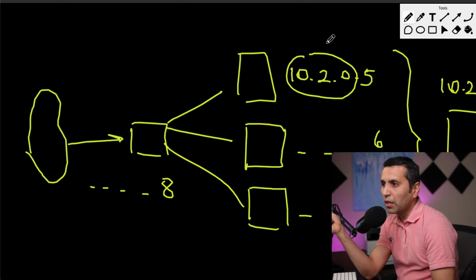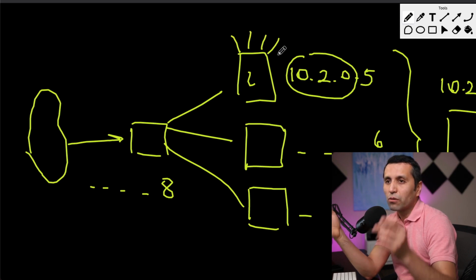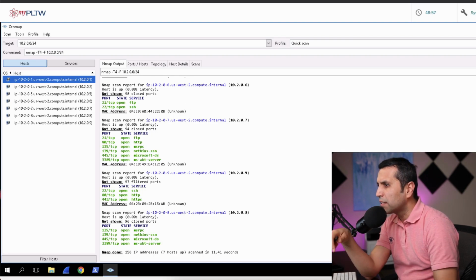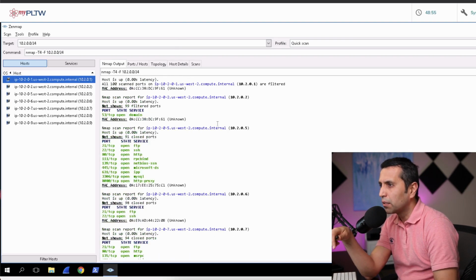Today we are going to analyze the first one, which is 10.2.0.5, the PLC. I do believe, guys, you remember what PLC stands for. That is my Linux server, and that server is controlling the pumps in my system. If I select 10.2.0.5, I can see that out of 100 ports, 9 ports are open.